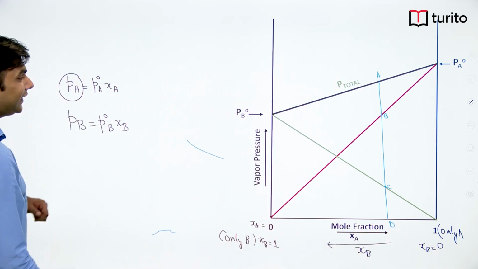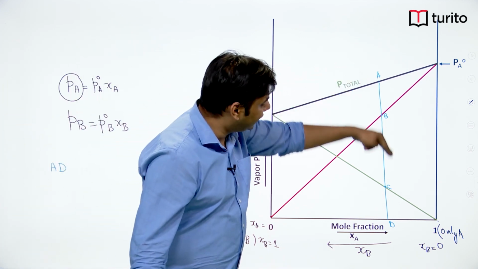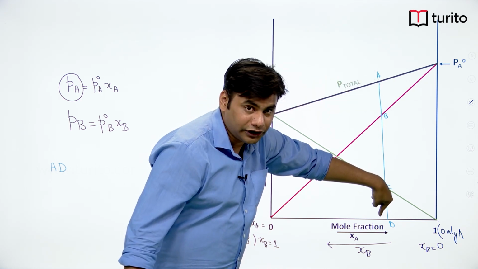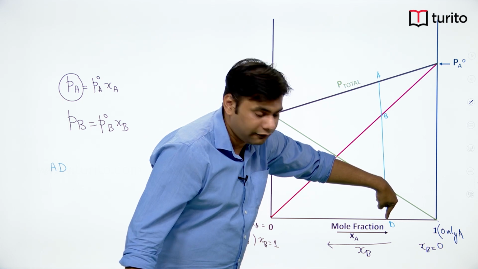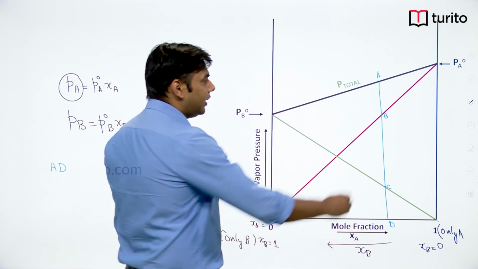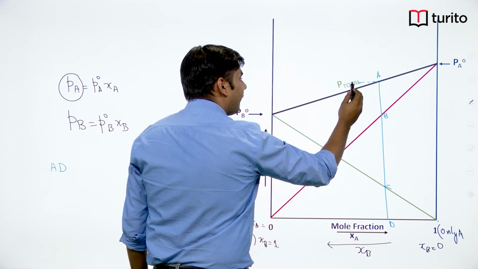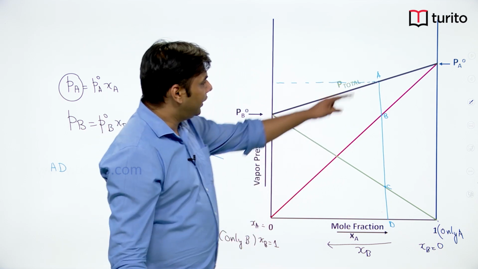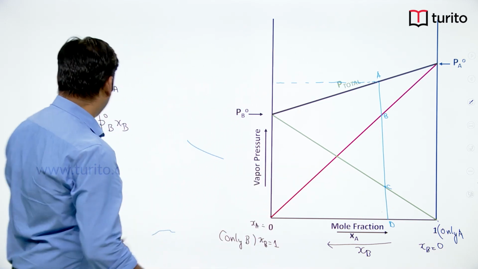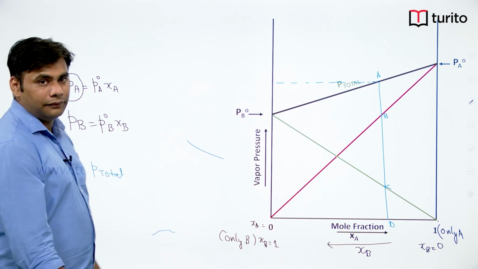Okay, so what is AD? So AD will basically be at this composition, like we can get the composition of A and B at this point by looking at the graph. So AD would represent the total, I hope this is clear to everyone. So AD basically represents the total vapor pressure of the solution. Okay, hope this is clear to you.